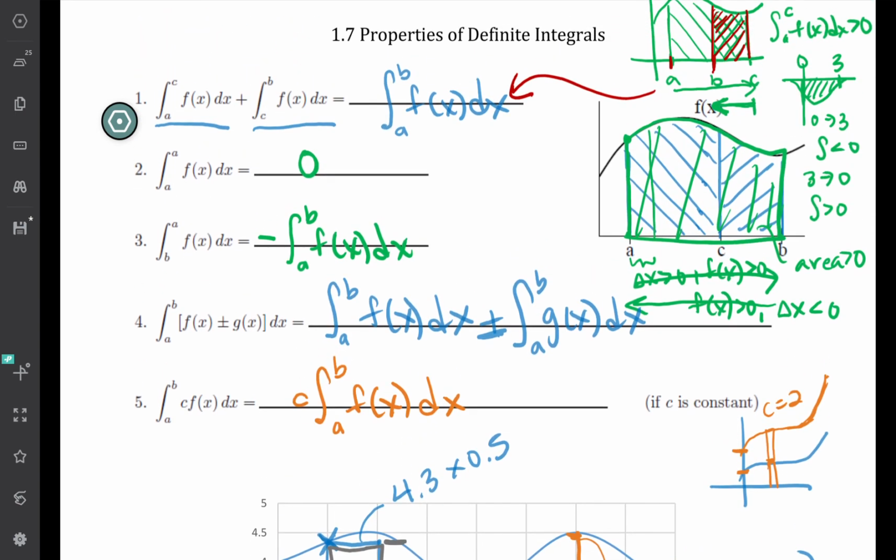So these are your properties, and this section just gives you a little time to play around with these and make sure you really are good with them. So think about what exactly they're saying in terms of area, and hopefully that'll make them really easy to remember.